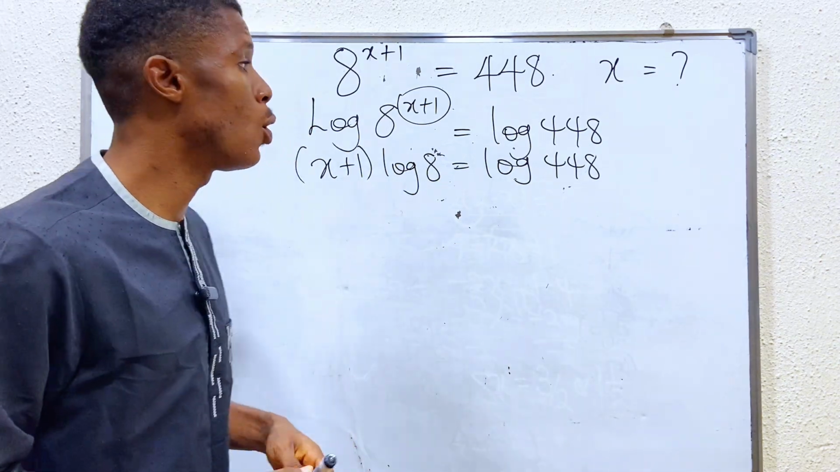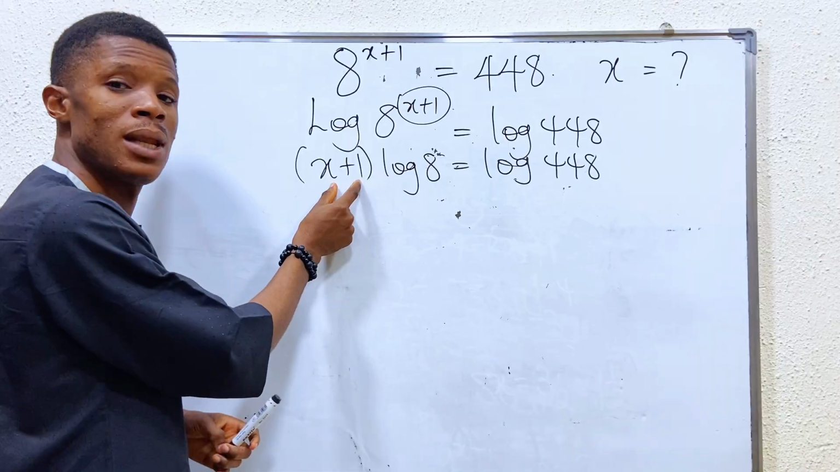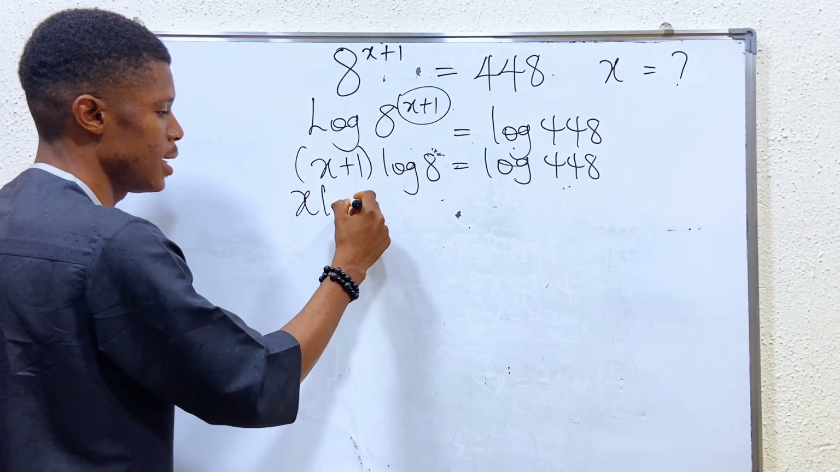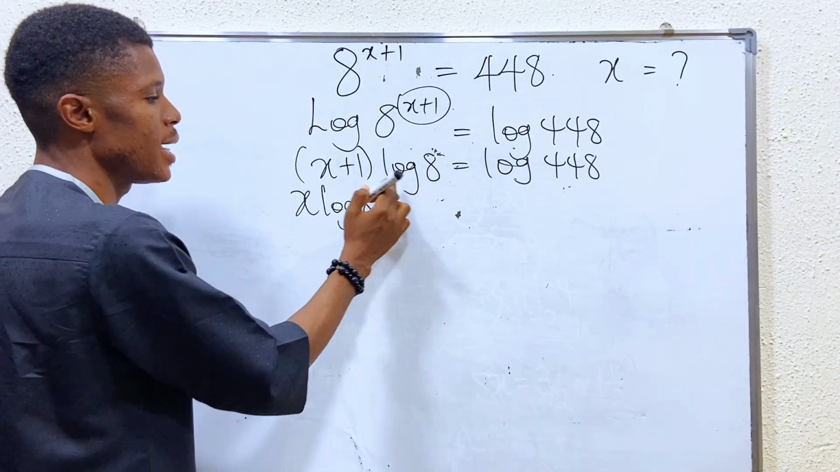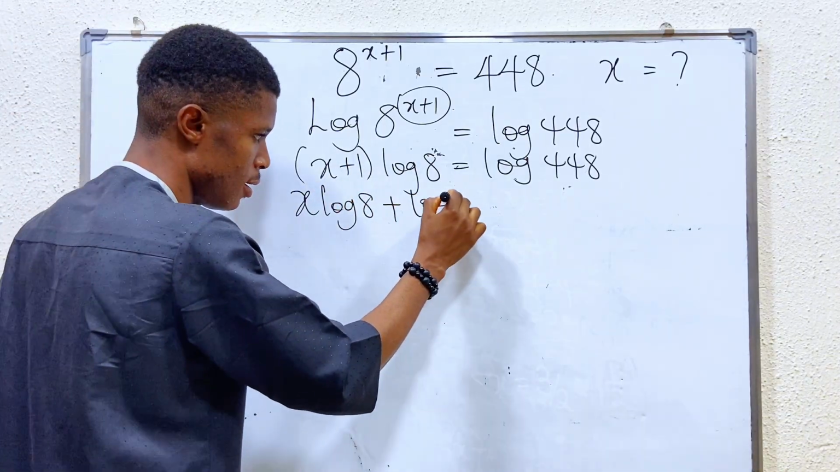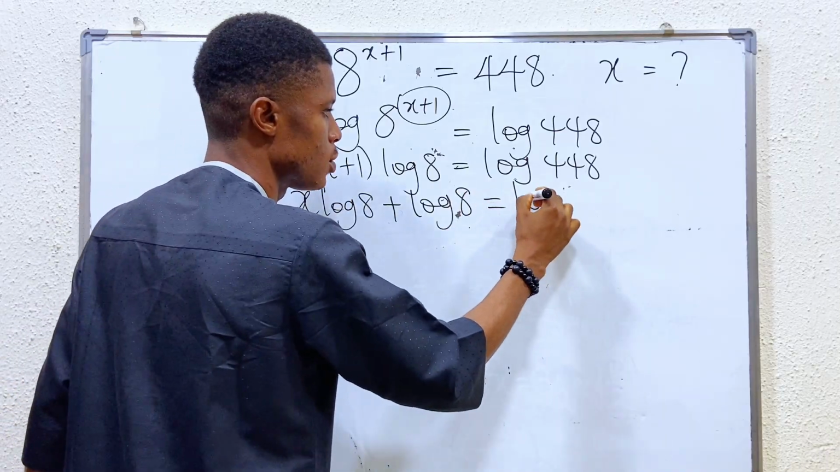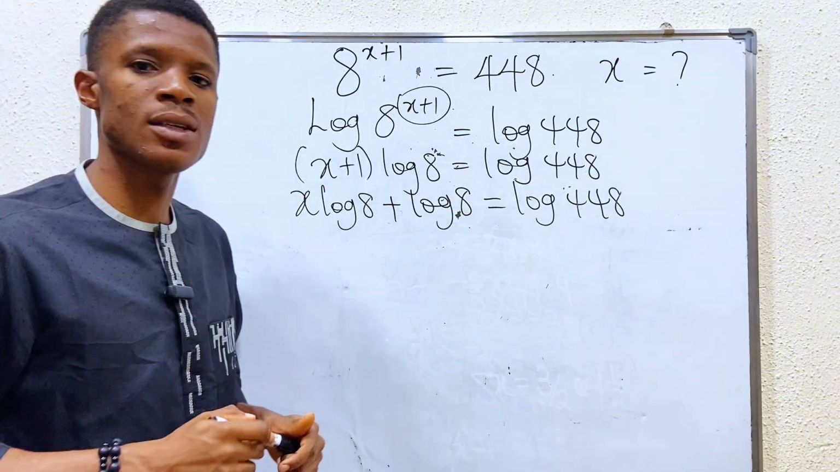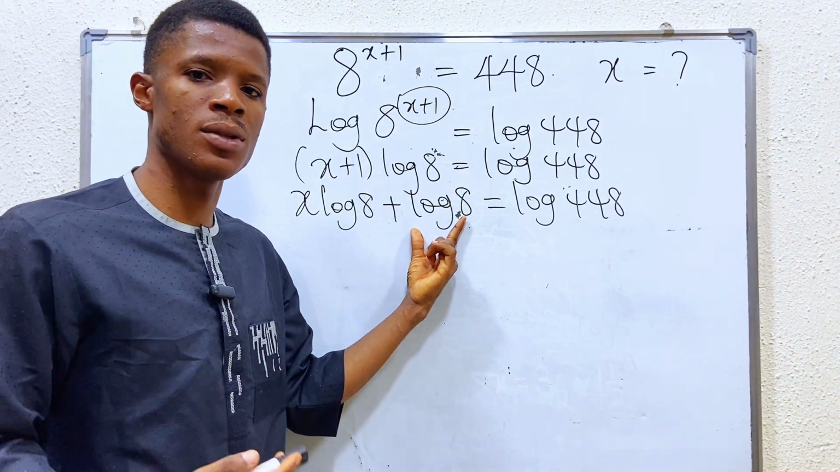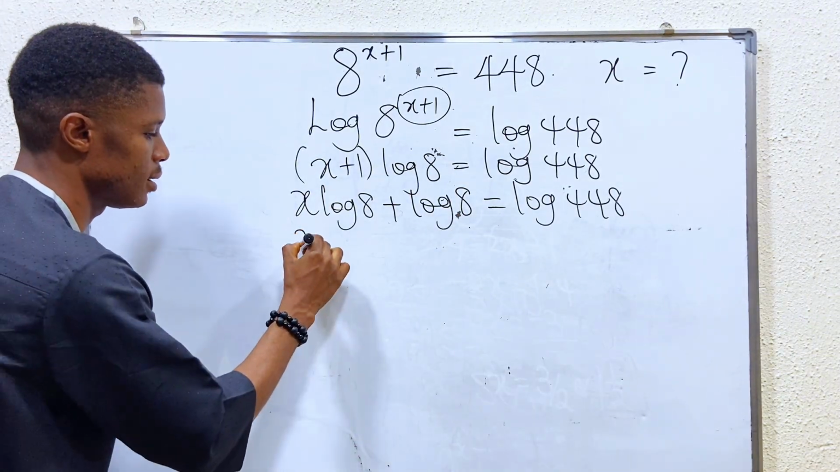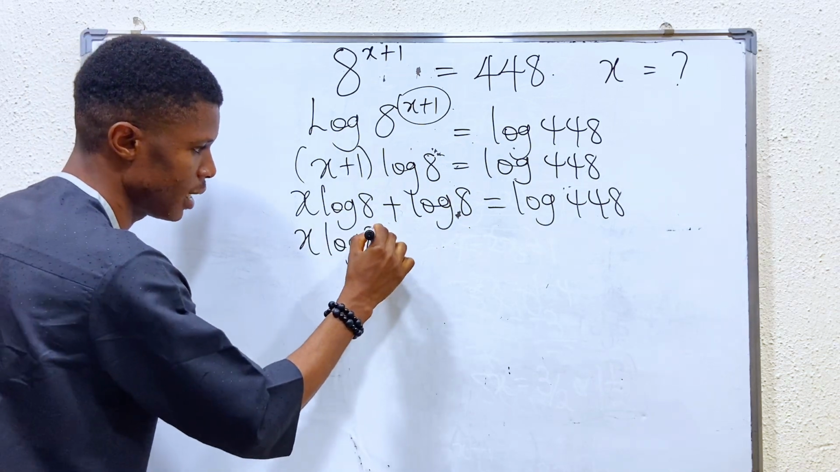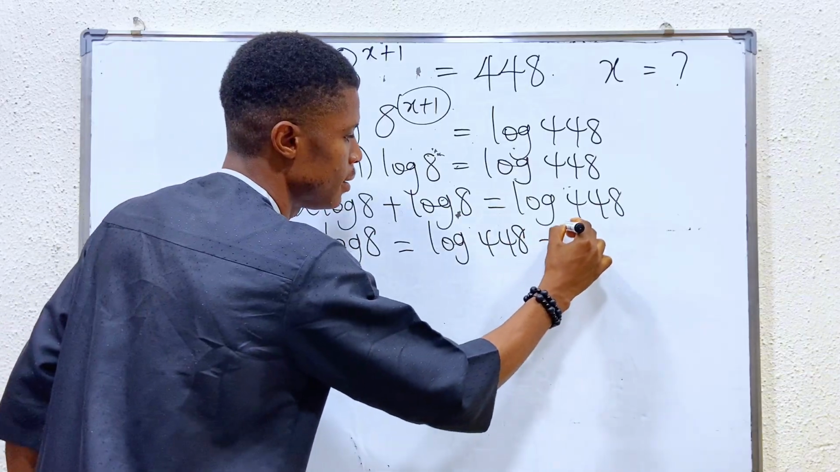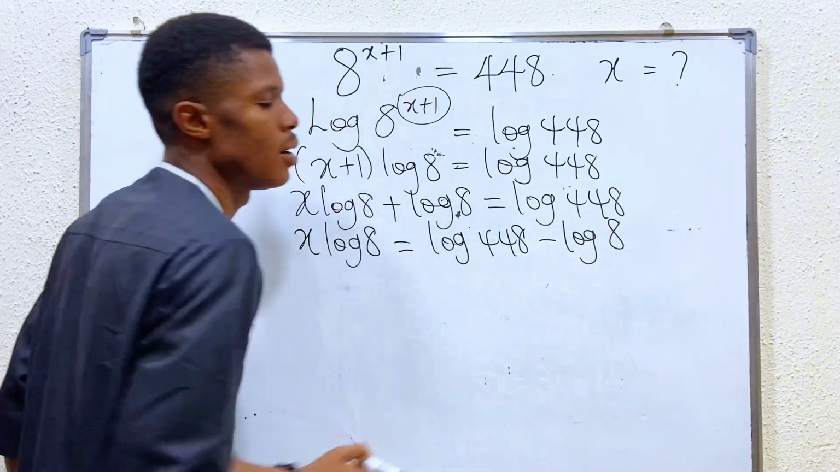Then the next thing we do is to open the bracket. We use log 8 to multiply each term in the bracket. So log 8 times x will give you x log 8, then log 8 times 1 will give you plus log 8, and this is equal to log 448. Then the next thing we do is to subtract log 8 from both sides. If you do that, you see that x log 8 is equal to log 448 minus log 8.